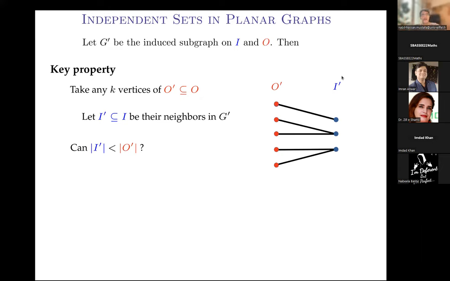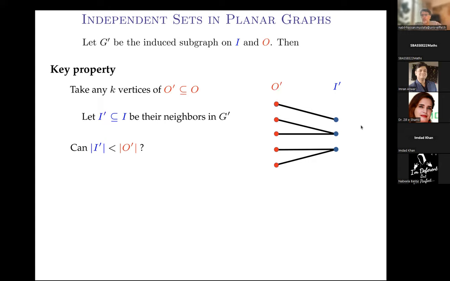Oh, so if it is smaller, I will throw out this I prime and add O prime, right? Exactly. Precisely, Imdad. If this was smaller, then what we could have done was, when we were at I, we could have dropped these vertices. If this has size k and this is smaller, this has size less than k minus one. So in our I, we could have dropped these vertices and replaced them by these. My claim is that it's still independent, because in I, the only things they intersect are these, and we are dropping them and replacing them with O prime. Since O prime is independent, there's no edge between them.